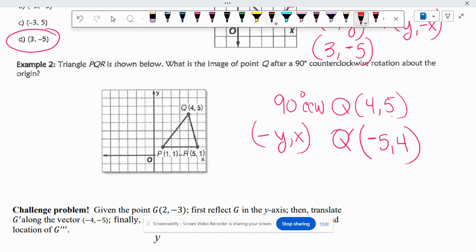All ordered pairs are written that way. So when you look at point Q, this is the x coordinate of the point, and this is the y coordinate of the point. When you rotate this 90 degrees counterclockwise, it ends up being (-5, 4). So the new ordered pair, this is what a 90-degree rotation does to it. The rule is that you take the y coordinate and you put it first, but it's opposite, and then the x coordinate becomes the y.